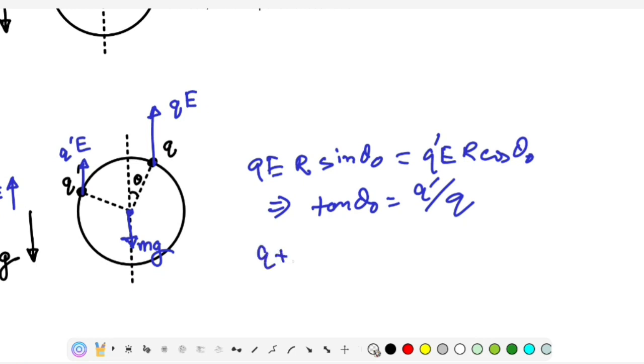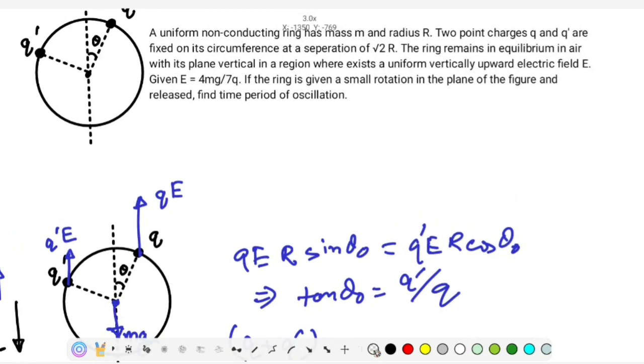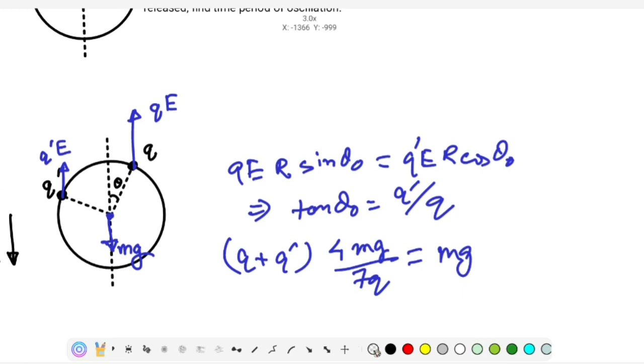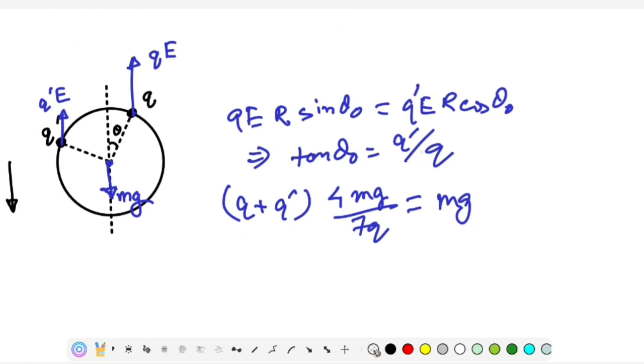For that, (q plus q dash) into E, and notice that we are already given the value of E in the question, 4mg by 7q. If we substitute 4mg by 7q here, equal to mg, we can solve and get the ratio of q dash by q. So we will get tan theta naught equal to 3 by 4. So approximately it is 37 degrees. This is not a small angle, of course.